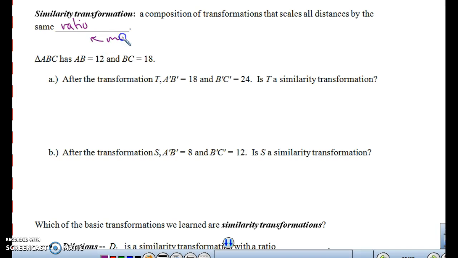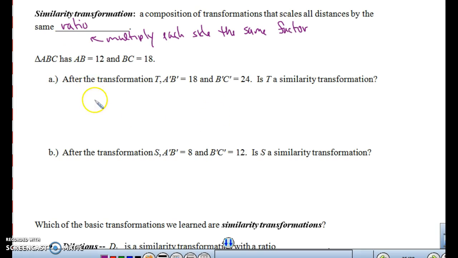A ratio means you multiply. So you're going to multiply each side by the same factor. Now, it may be a whole number, it may be a fraction, so you have to know what you are multiplying each side by, but it's exactly the same every single time.